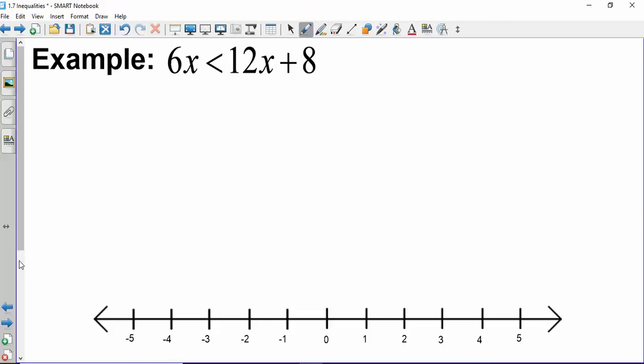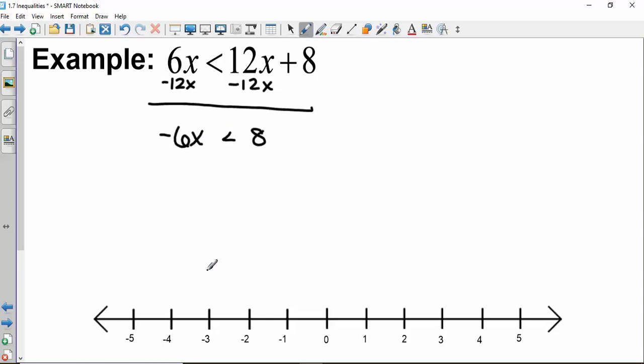If I asked you to solve this inequality, what would you do first? Get the x on the same side, so subtract the 12x. Oh, yeah, for some reason I thought the plus sign was like a multiplication. So subtract that over, so I have negative 6x is less than 8.